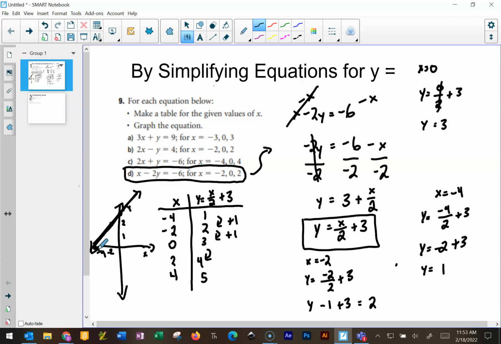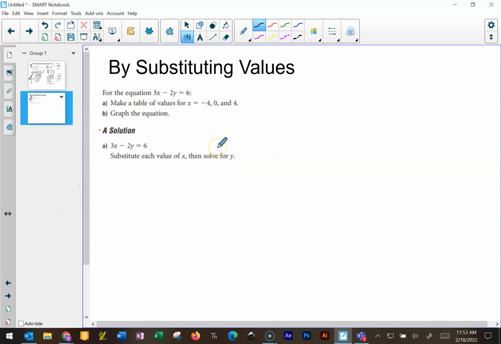If you follow that process every time and you know how to add, subtract, divide, and multiply, you should be okay. The other way that we can both build graphs and test values is by substituting. And we did do substituting before. This one, we don't change this into y equals. We just substitute for values and then solve for y.